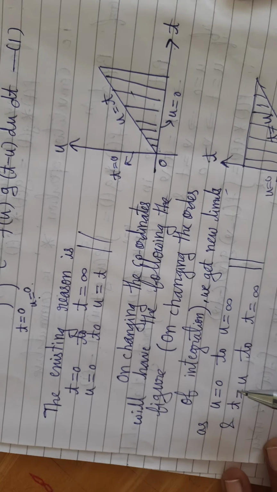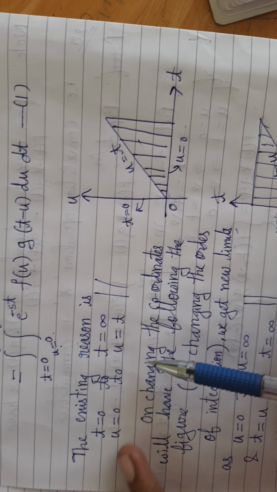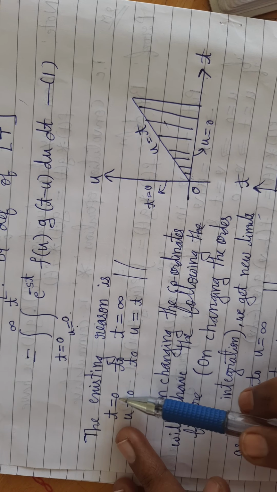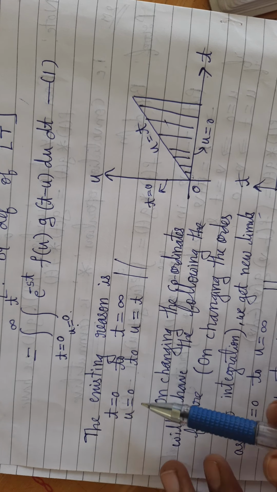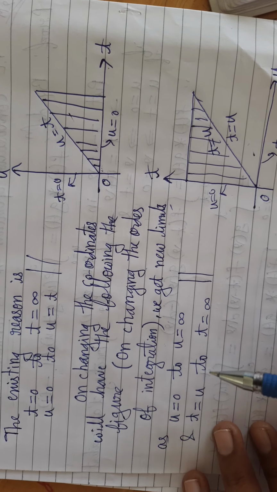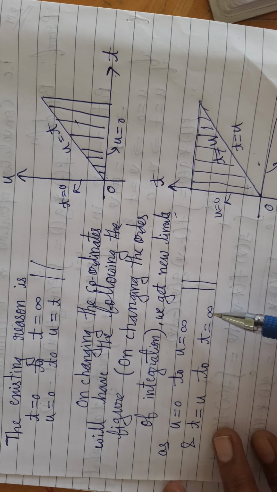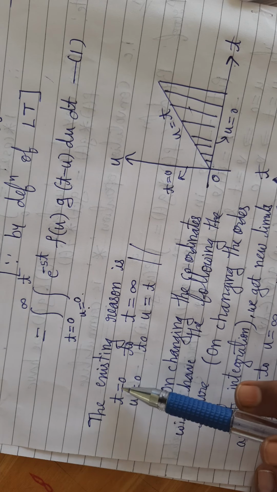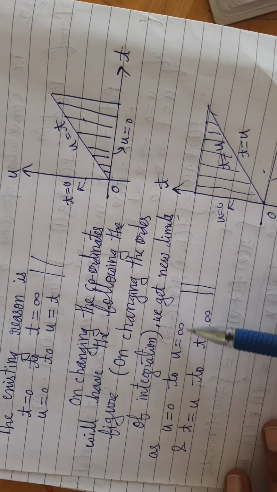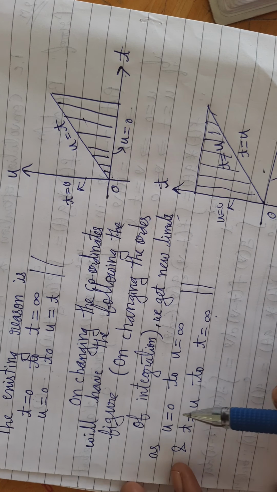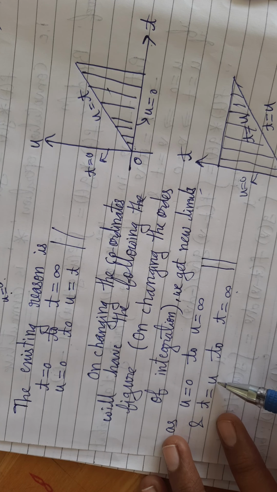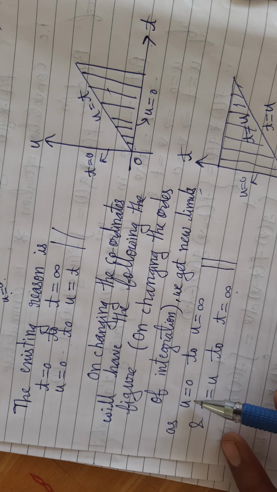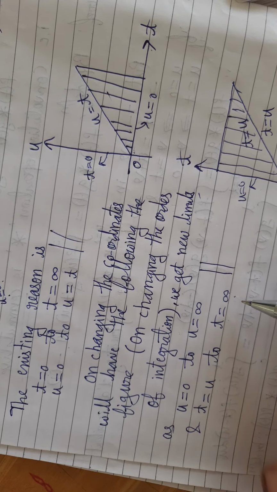Next, what will change? For the existing region, both have lower limit 0. After changing the order of integration, the upper limit will be the same. Previously we had lower limit both as 0, and after changing the order we have the same upper limit. So there is a change in the lower limit. u will remain the same, only t is changing to u onwards. So the new limits are u equals 0 to infinity, and t as u to infinity.